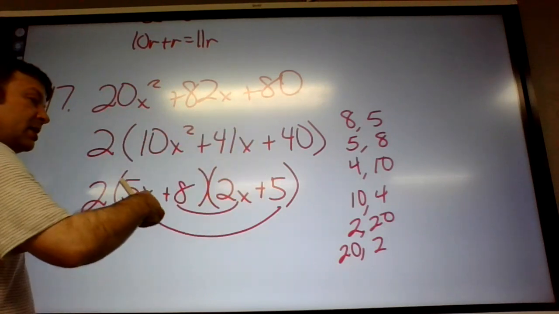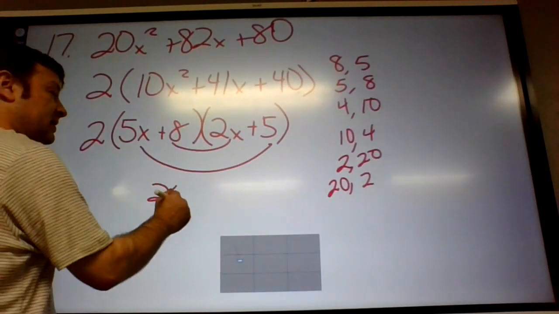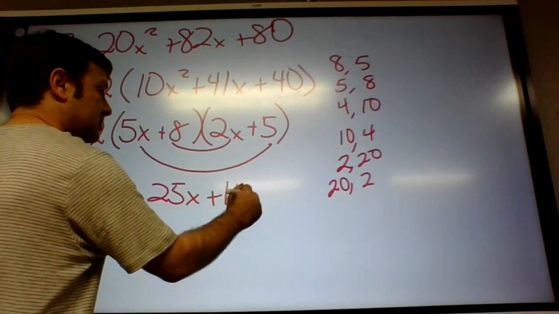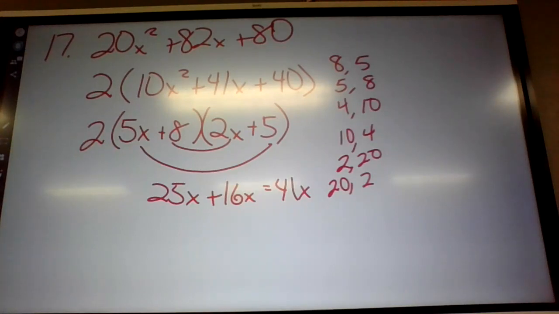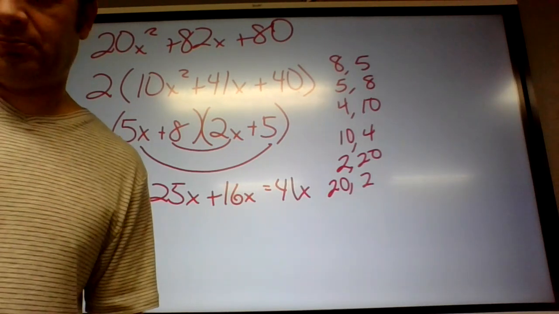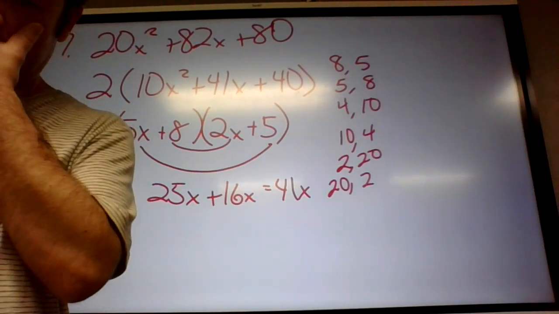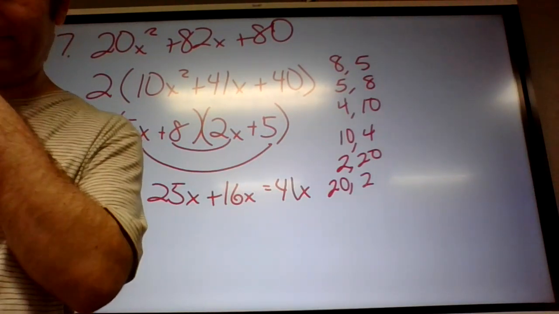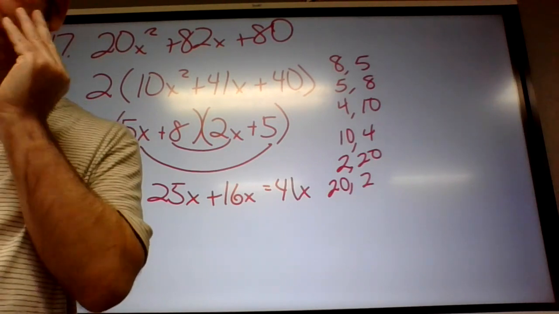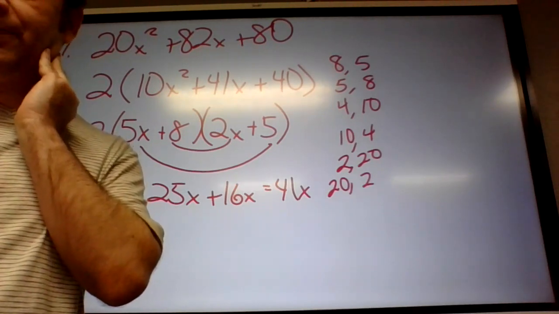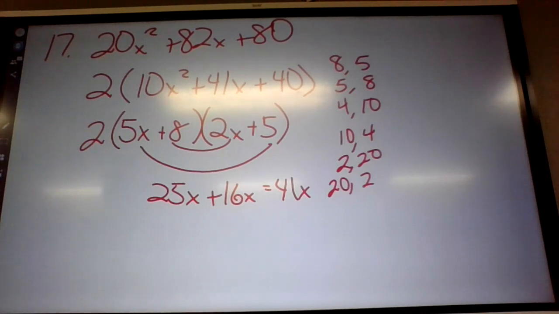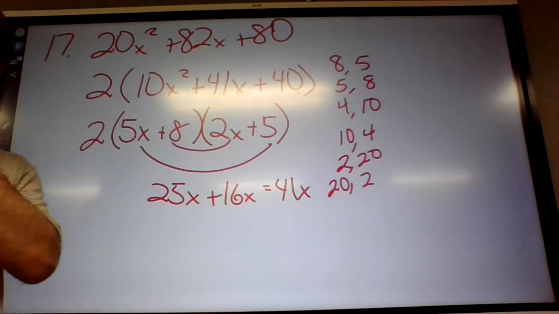It's not funny. Outside is 25x. Inside is 16x. And that does work. What can we take out of 19? 44, 24, 40. Yeah, 4 goes in all those. Okay, number 21.